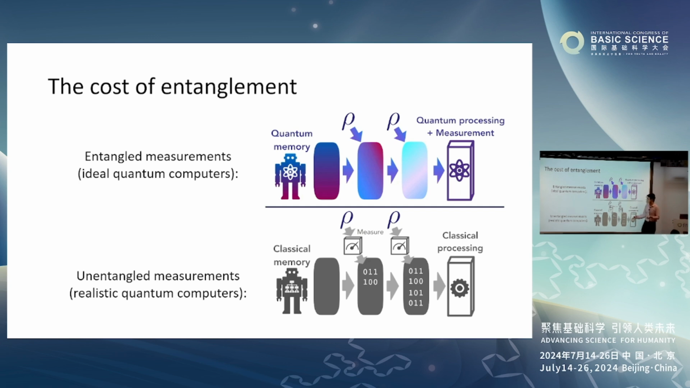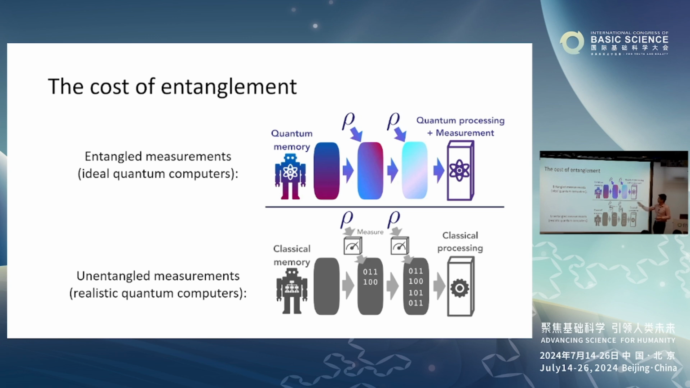So the best thing we can do is just measure that copy as it comes in. It gets some classical information, but the measurement destroys all the quantumness. So we get to store some classical information about rho, and then the second copy of rho comes in, we can measure it again, get some more classical information, and at the end we get to do some sort of classical processing on the outcomes of these measurements.